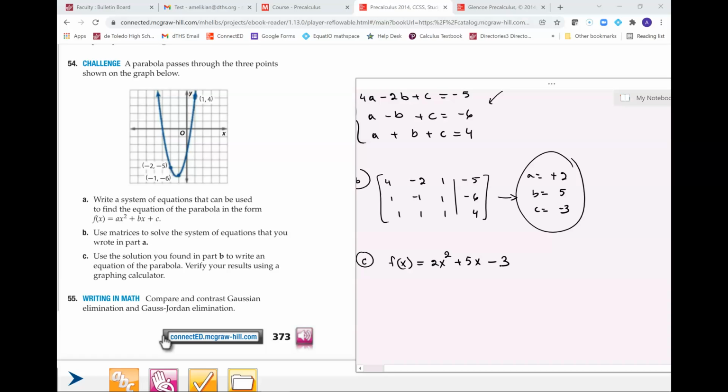And when you give your final answer, I want to say like 60% of the time, students will just say this without the f of x equal to, and that's no good, right? Because you want an equation for the parabola. You want a function for the parabola. So whether you write y equals all that or f of x equals all that, it still has to have a dependent and an independent variable there, okay?